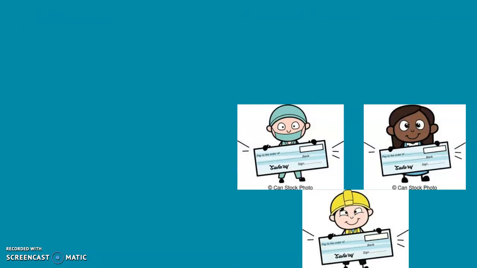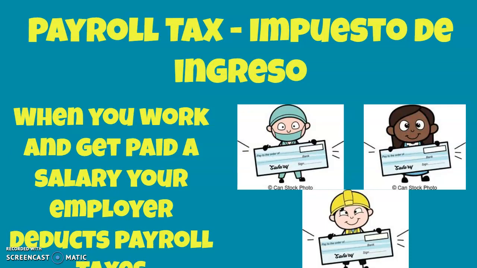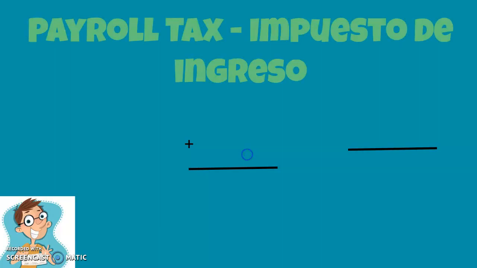Now, the last form of tax we're going to talk about is payroll tax. La última forma de impuesto de la que vamos a hablar es el impuesto de ingreso. So, payroll tax is something you pay when you work. When you work and get paid a salary, your employer, or that is your boss, deducts payroll taxes. That means he subtracts it. He takes it away. Cuando tú trabajas, tu patrón te va a deducir impuestos de ingreso de tu salario. Let's see how that is calculated.